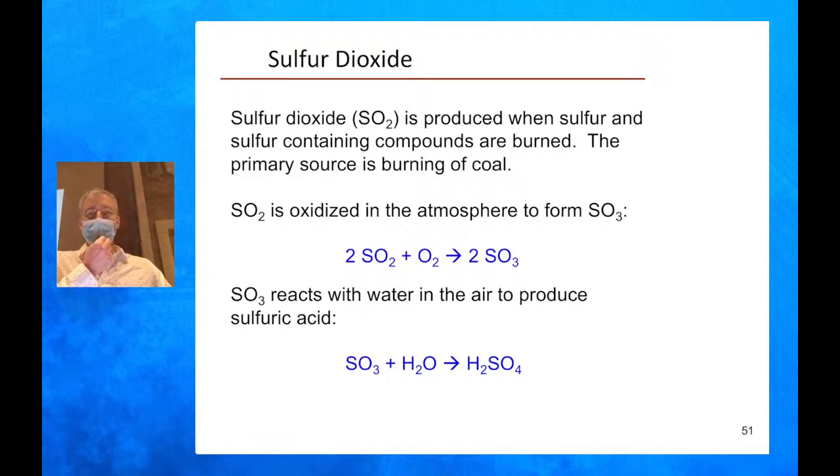Sulfur dioxide is a gas that is produced when you take sulfur or sulfur-containing molecules and burn them in air. And sulfur becomes SO2, it's a gas, and it goes into the atmosphere. It can be oxidized further in the atmosphere to SO3 gas, and SO3 gas is quite short-lived. It'll react with water in the air to make H2SO4. Who knows what H2SO4 is?